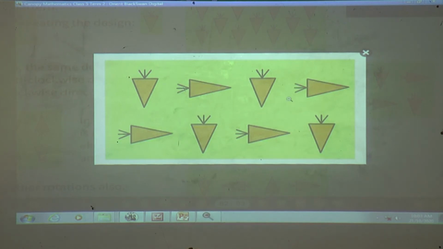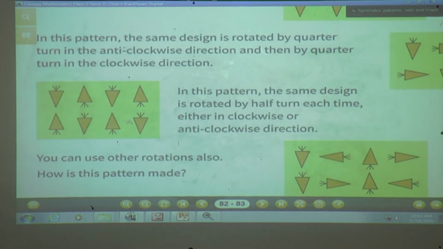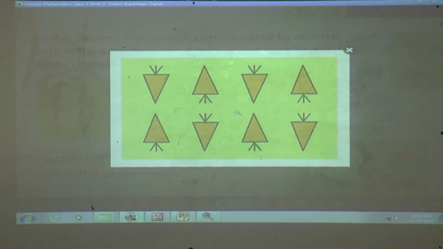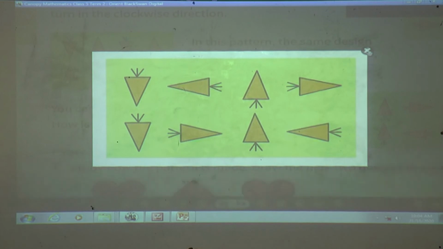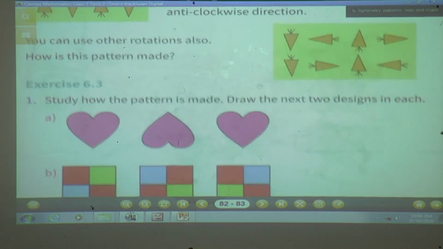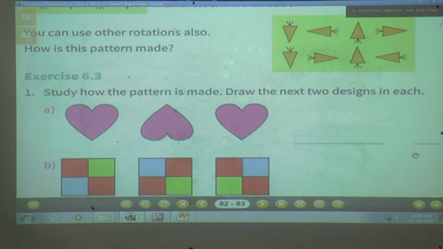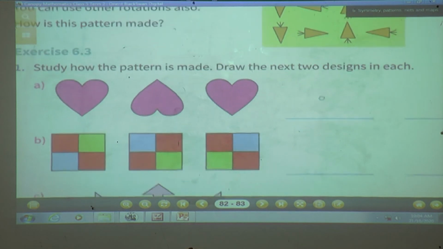Now in this pattern, the same design is rotated by a half turn each time, either in anti-clockwise direction or in a clockwise direction. Now you can use the other rotations also. So with the help of the patterns, we are going to solve our next exercise, exercise 6.3. Students, see, show how the pattern is made. Draw the next two designs in each.